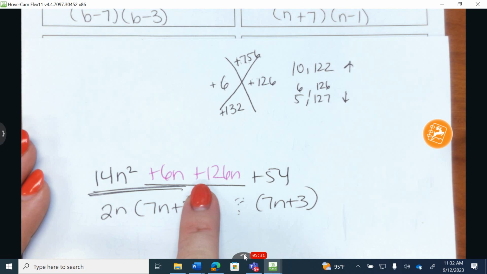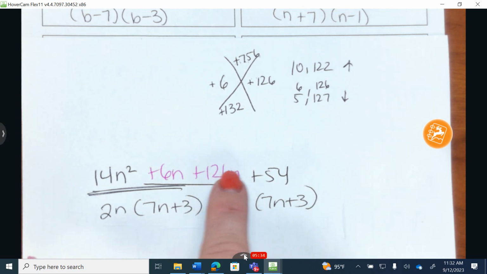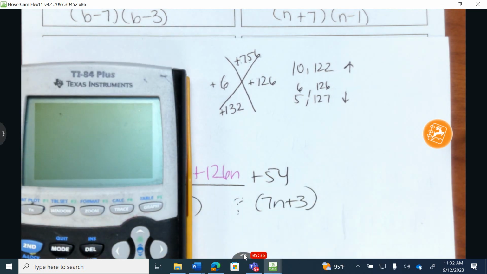Now, do I know a number that I can multiply by 7 and get 126? Not off the top of my head. So I'm going to take a calculator and go 126 divided by 7. 18, okay.